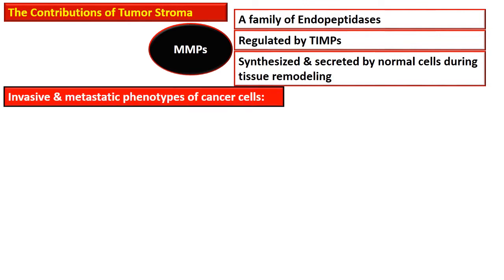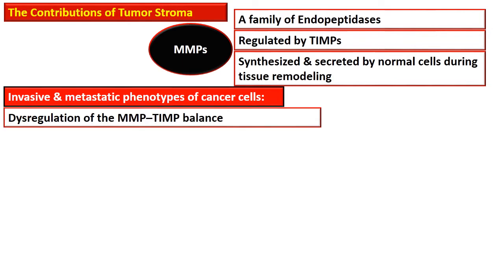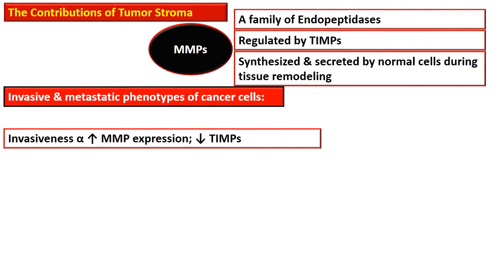Invasive and metastatic phenotype of the cancer cells are also associated with secretion of these matrix metalloproteases, but there is basically dysregulation between these proteases and their inhibitors, that are the tissue inhibitors of matrix metalloproteases. The invasiveness of a tumor is directly proportional to the increased matrix metalloproteases expression, while it is also directly proportional with the decrease of the inhibitors of these metalloproteases.